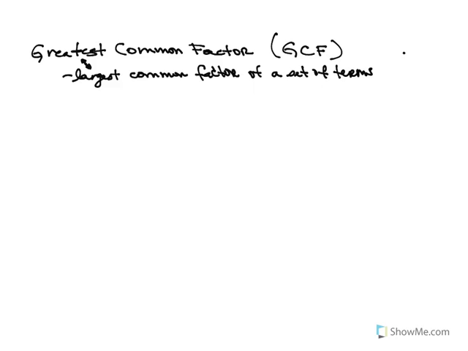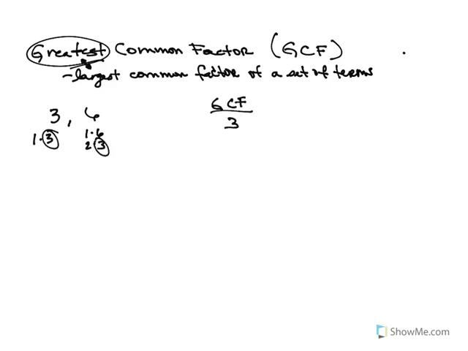So let's look at 3 and 6. We're looking for the greatest common factor of 3 and 6. What you have to do is think of the factors of each number. The factors of 3 are 1 and 3. The factors of 6: 1, 6, 2, 3. So when I'm looking at my list, what number do they both have? They both have a 1 and they both have a 3. What are we looking for? The greatest one. So the greatest common factor would be 3, okay?